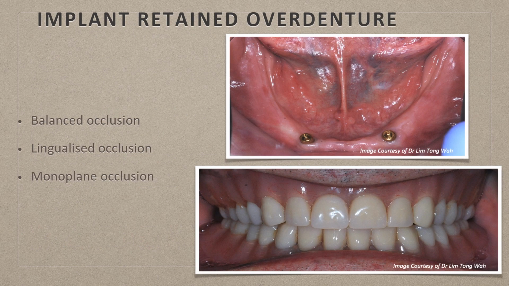For the occlusion on implant retained overdentures, it has been suggested to use bilateral balanced occlusion on a normal ridge. On the other hand, monoplane occlusion was recommended for a severely resorbed ridge. However, there are no clinical studies which demonstrate the advantages of bilateral balanced occlusion for implant retained overdenture occlusion compared with other occlusal schemes.